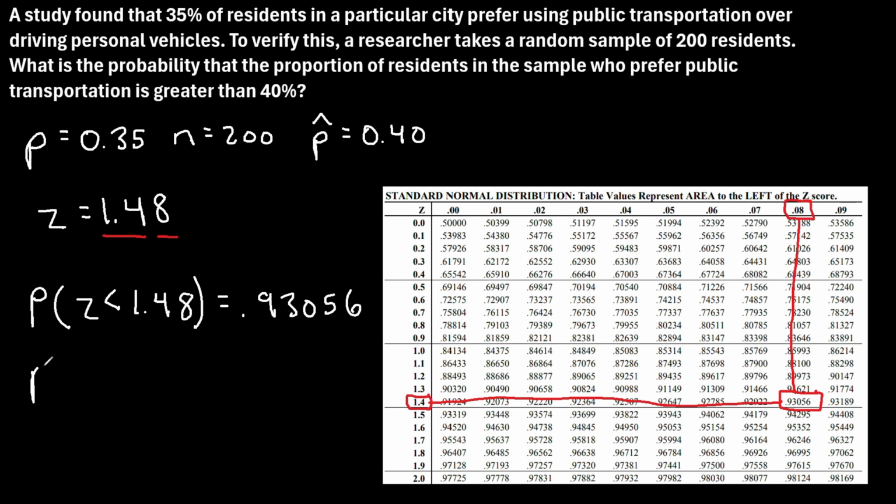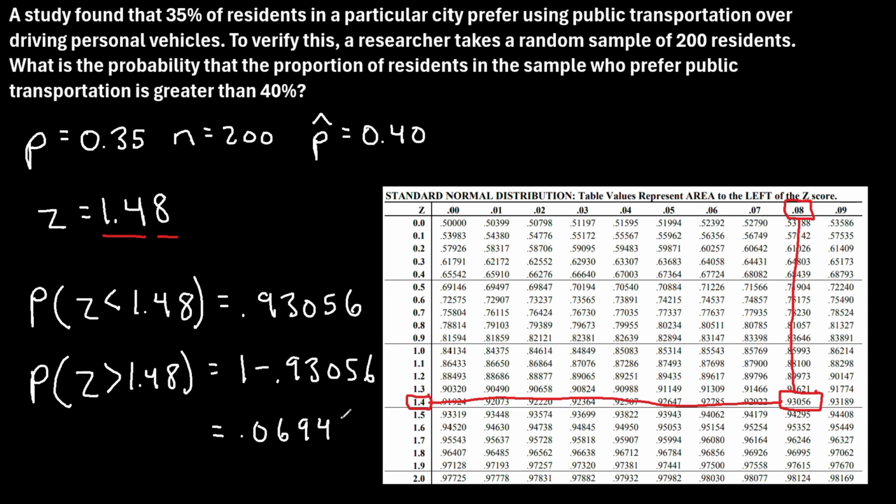So the probability that z is greater than 1.48 is equal to 1 minus 0.93056, and that turns out to be 0.06944, or as a percentage, we could write that as 6.944%. So that is the probability that the proportion of residents in the sample who prefer public transportation is greater than 40%. So that's our final answer for this one.